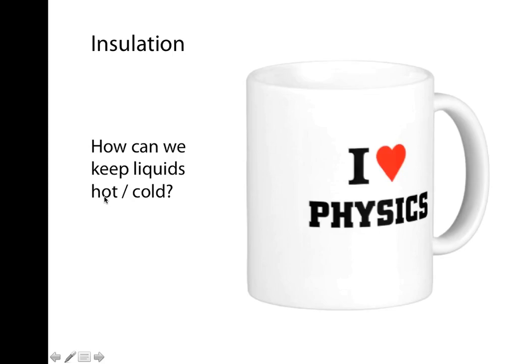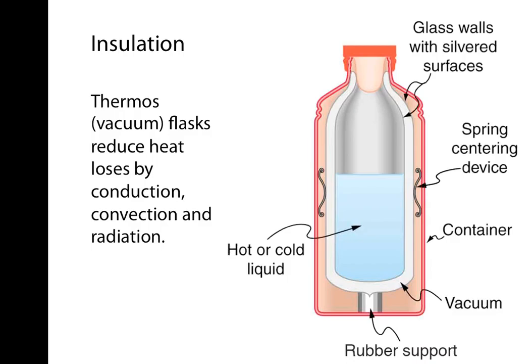Further question, how can we keep liquids hot or cold? Well, the perfect device of doing that is known as the Dewar or vacuum flask, a thermos flask. A thermos flask has at its core the liquid, hot or cold, whatever you want to keep it. That is kept in a glass bottle with two walls and a vacuum between.